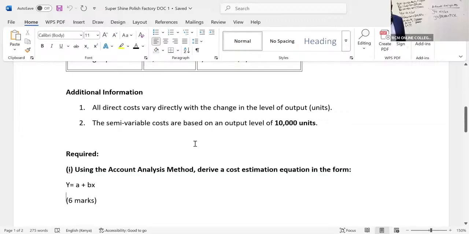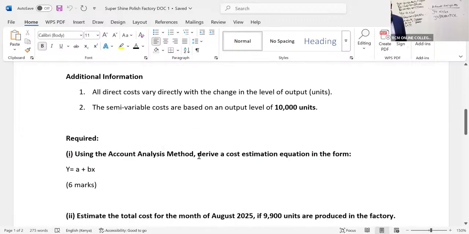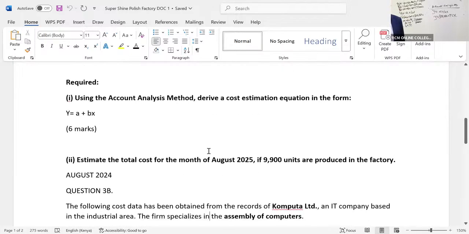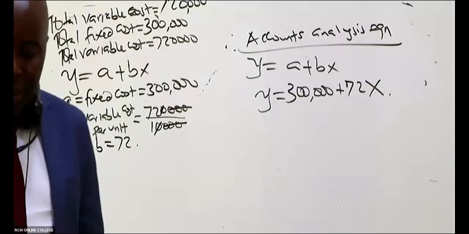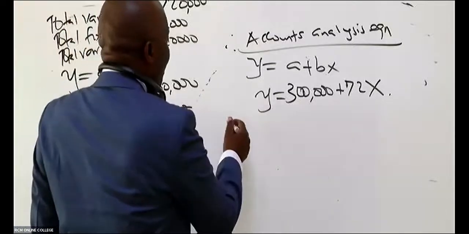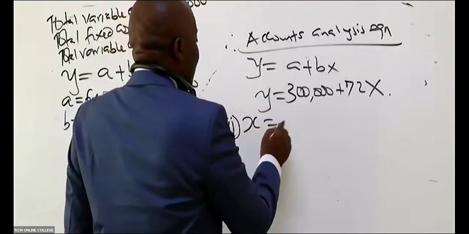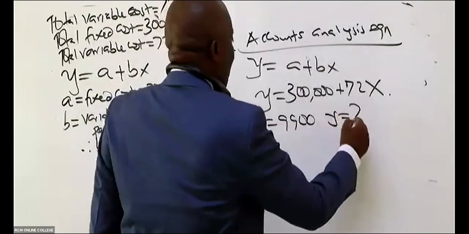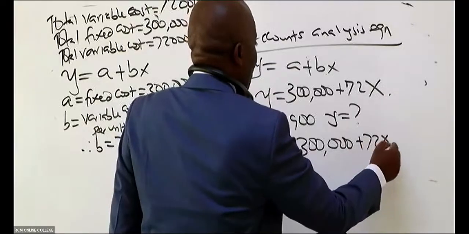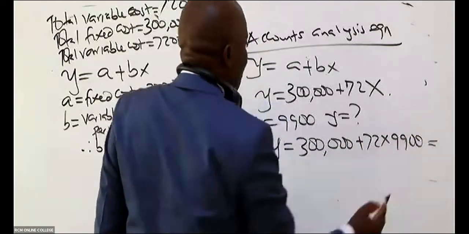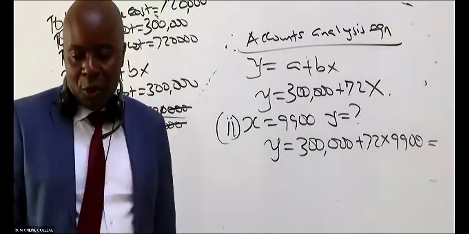Yeah. So this has already given us 6 marks using the account analysis method, derive a cost estimation equation in the form of y equals a plus bx. Then estimate the total cost for the month of August if 9,900 units are produced. So now I have an equation really. So when x is 9,900, what will be the total cost? So Roman 2, when x is 9,900, what will be the value of y? So y will be 300,000 plus 72 times 9,900, which will end up giving us what figure?